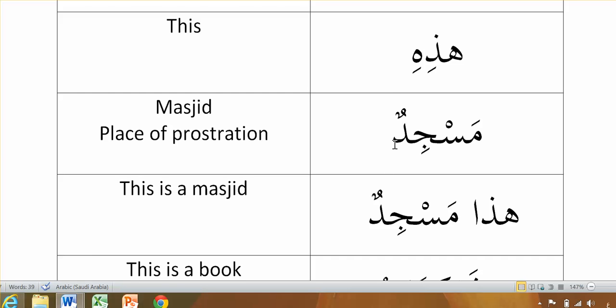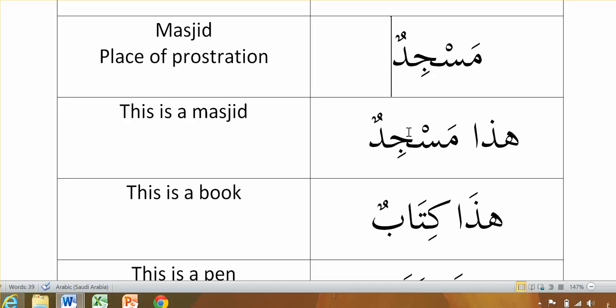What's a reason? You don't know that yet. I can mention it to you, but it's going to just confuse you. I'll just say it so you can hear. Nazartu ila masjidin. I looked at a masjid. Because of the word ila, we change it to masjidin. If you say I saw a masjid, you say ra'aytu masjidan because it's the object. So we have a reason. You need to have a reason. Right now we don't have a reason, so we leave it the way it is.